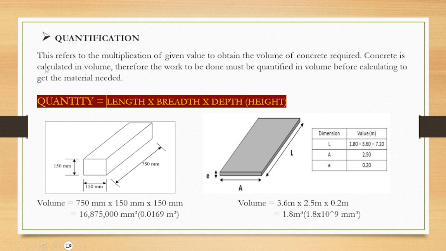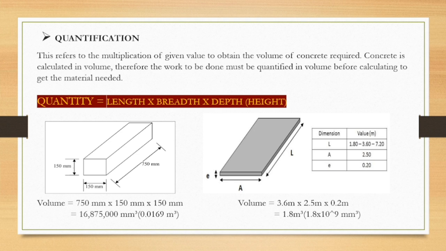So I said on quantification, this refers to the multiplication of given values to obtain the volume of concrete required. Like I've said, concrete is calculated in volume, therefore the work to be done must be quantified in volume before calculating to get the material needed. So if you want to get the amount of material needed in a concrete job, what you need to do is to sum up your values, multiply them, and get your value in volume. That is when we can now convert the volume to the amount of material we need.